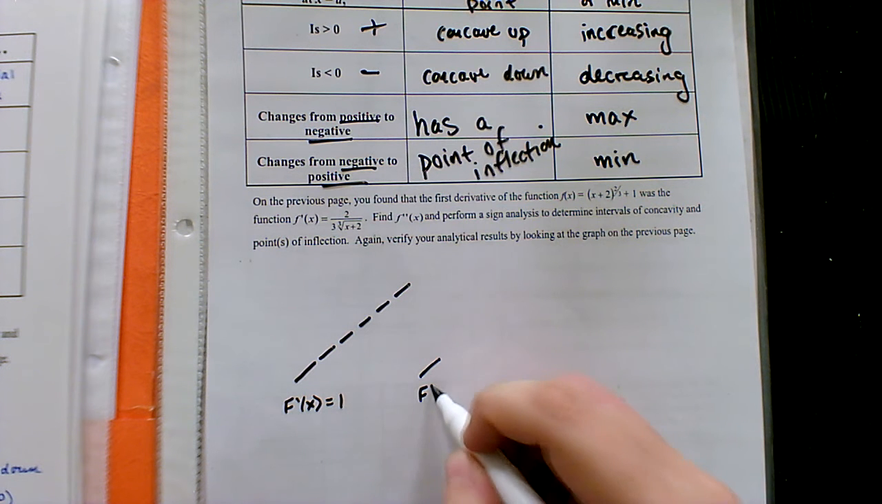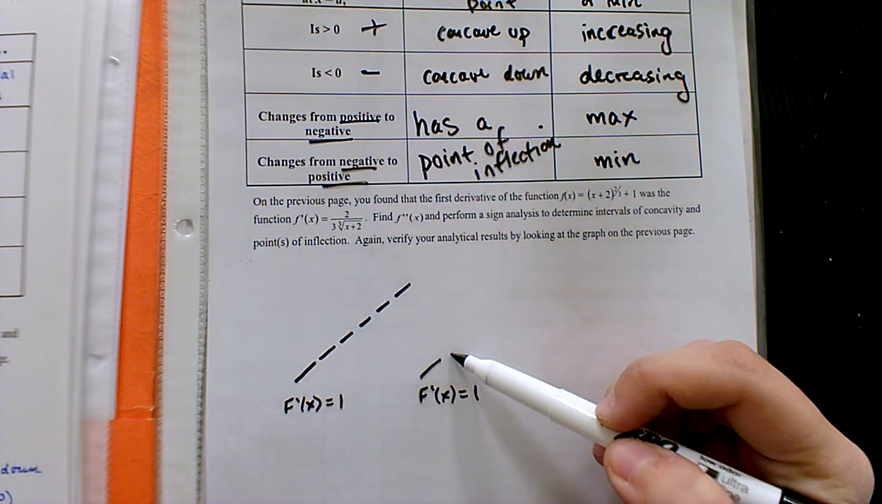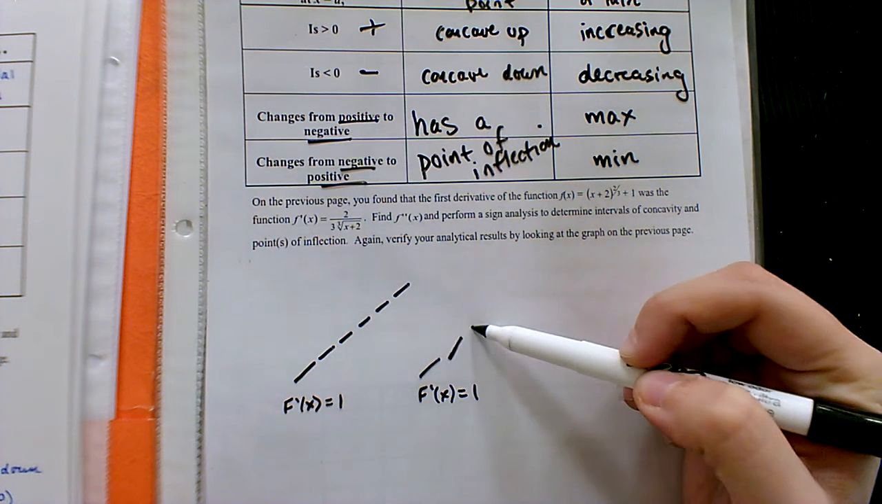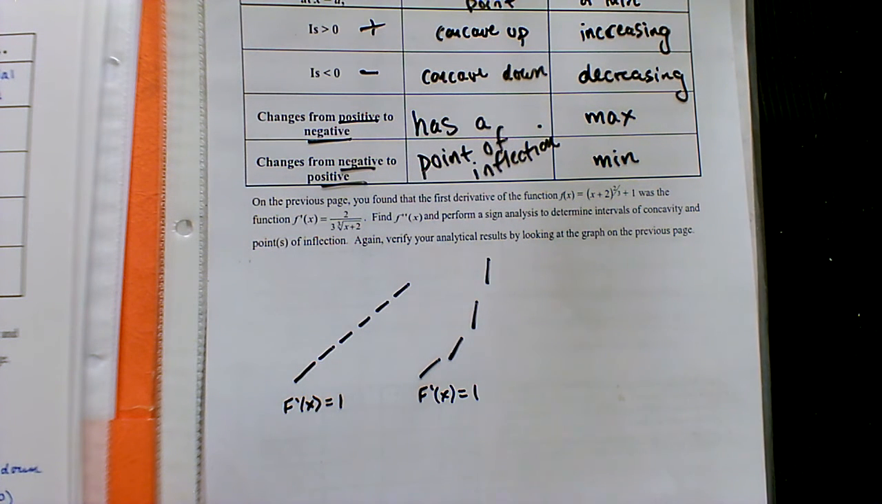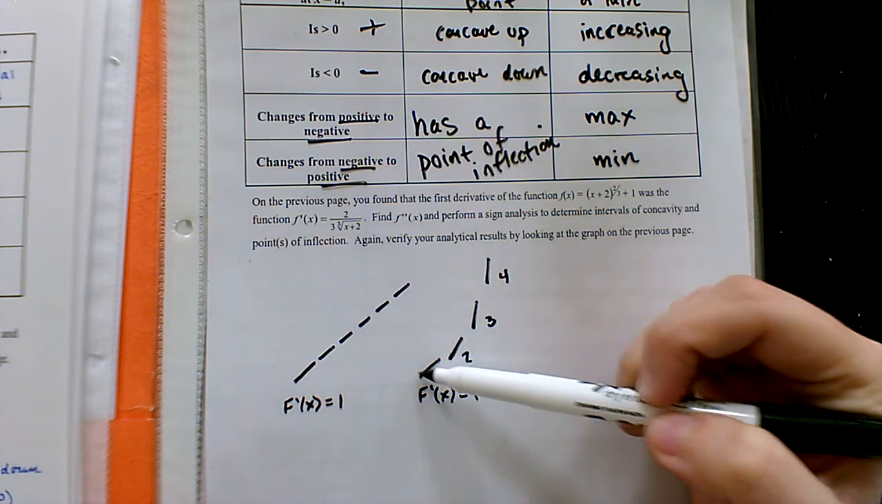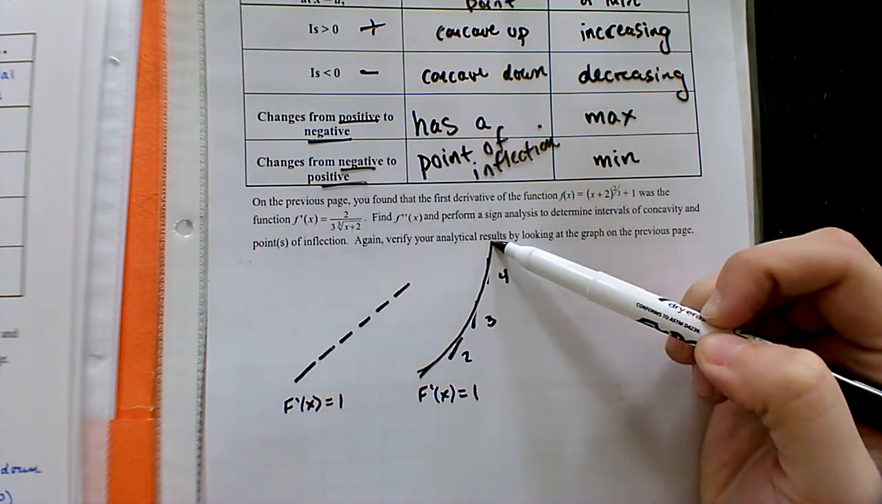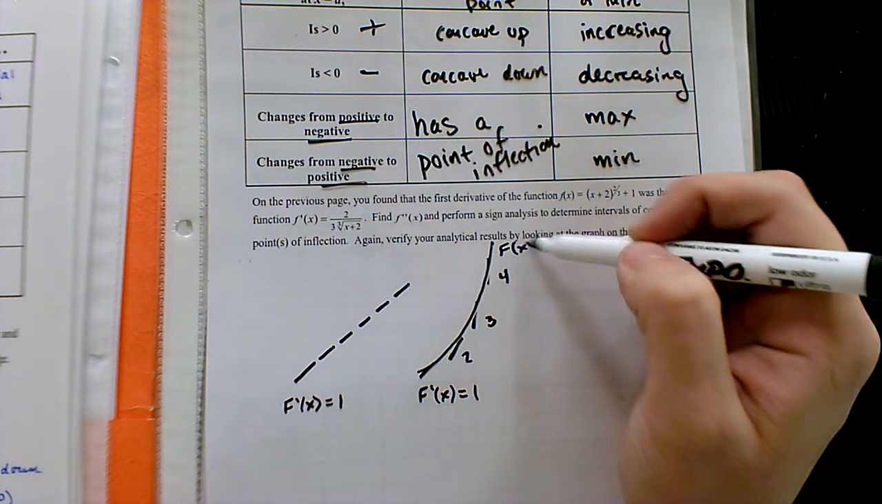Now, if I start with a first derivative of 1 and I want to increase the slope, maybe I'll have 2, 3, 4, something like that. This is the slope value. How would you describe that curvature of f of x? This is the original function.